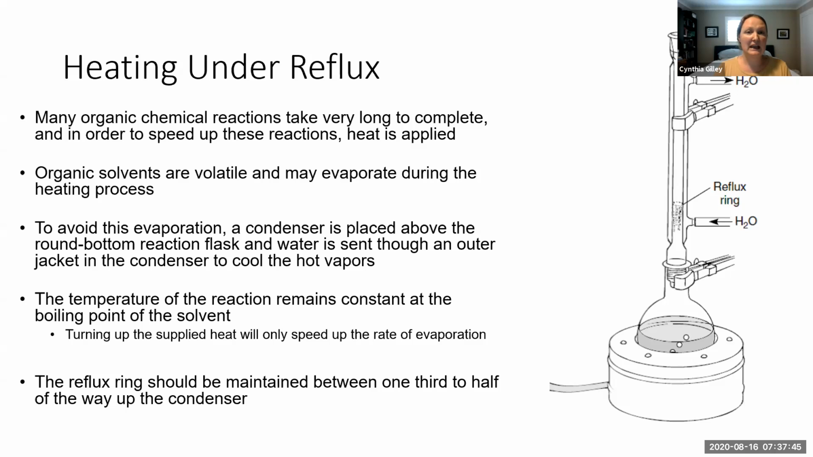So if you turn up the heating mantle, what actually happens is you speed up the rate of evaporation. You're going to get more bubbles, right? You'll see more dripping happening at the condenser, and eventually the reflux ring will go up, but you actually will not be increasing the temperature of the reaction until you potentially were to evaporate all of the solvent off. Then eventually the reaction temperature would go up, but not until that time.